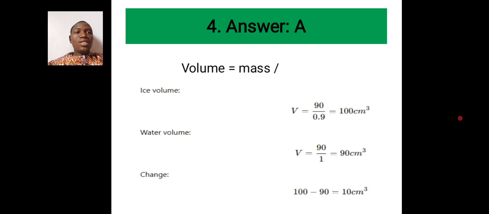So we start with ice. What's the volume of ice? The volume of ice is 90 all over 0.9 because the density of ice is 0.9. So 90 grams of ice divided by its density, that's mass over density, we have 100 centimeter cube. Now when we come to water, 90 grams of water divided by its density, that's 90 centimeter cube. So look at the difference now. The volume of water and the volume of ice. So you subtract to find the difference. So you have 100 minus 90, which is equal to 10 centimeter cube.